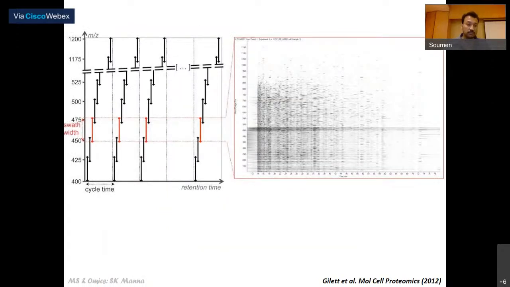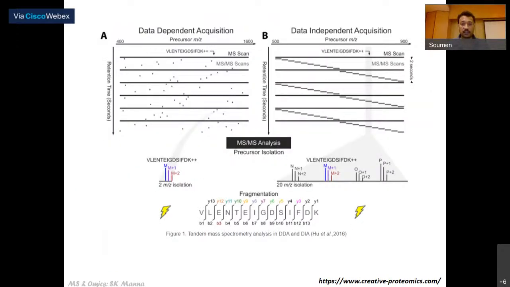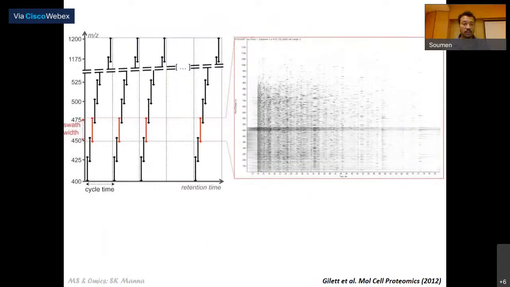For example, here there is a technology called SWATH, which is very informative. You can give a window of, let's say, 25 Dalton. It will chop up everything within that 25 Dalton, then cross over to the next 25. It will do that many times across the retention time. After that, you get a huge data set.